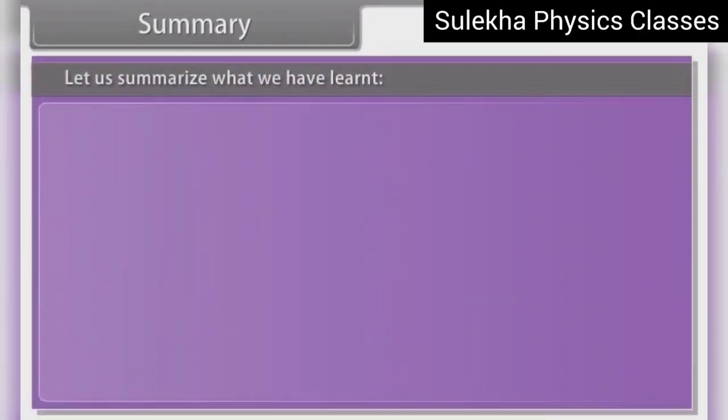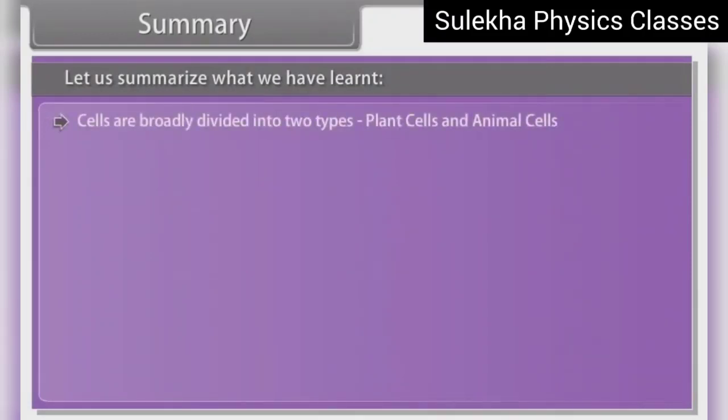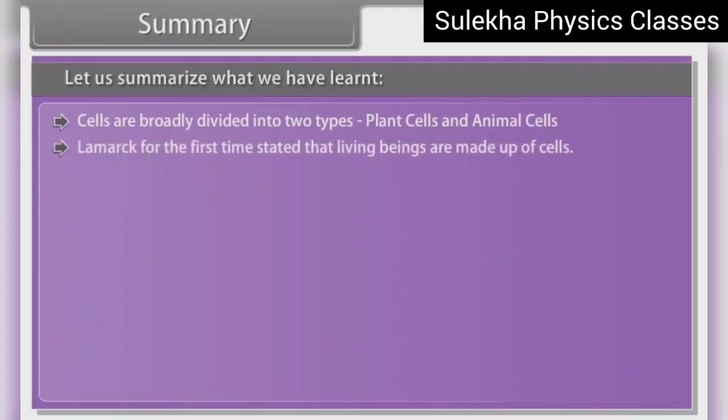Summary. Let us summarize what we have learnt. Cells are broadly divided in two types: plant cells and animal cells. Lamarck for the first time stated that living beings are made up of cells. The term protoplasm was coined by Purkinje.